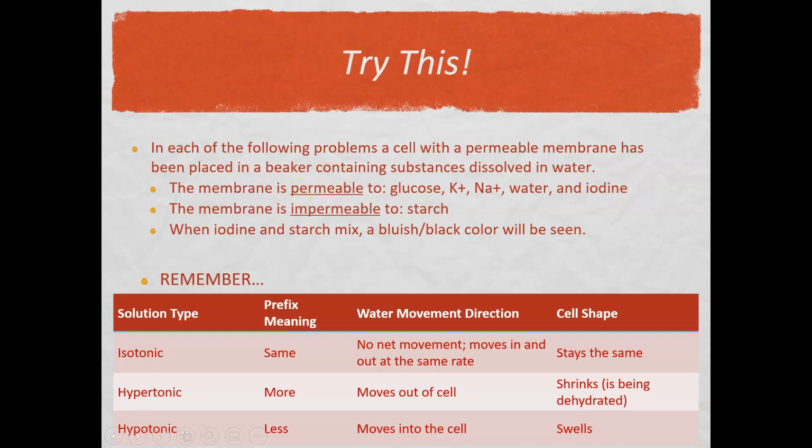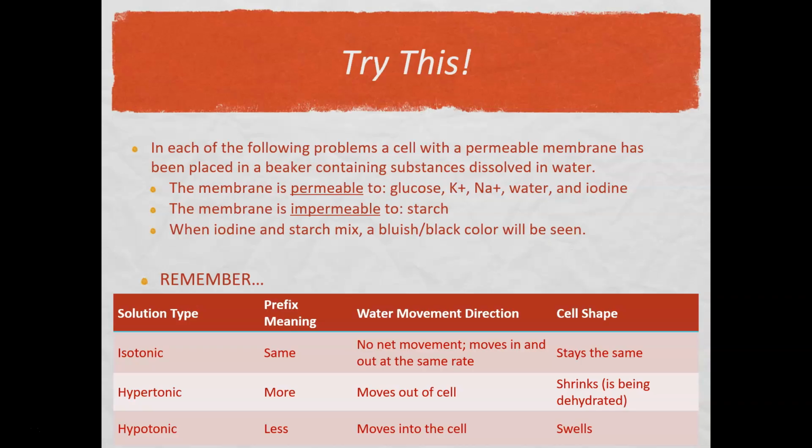Now remember that the term permeable means that things can pass through. So glucose can go through the membrane, potassium can go through the membrane, as opposed to being impermeable. In this case, it's going to be impermeable to that starch. So that means starch can't go through the membrane.